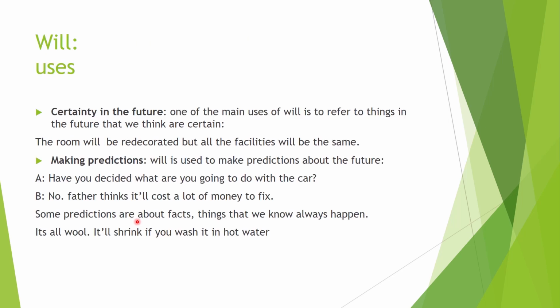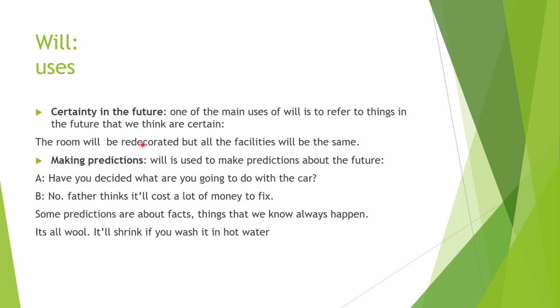Now, coming to will, first we are going to talk about uses. The first usage is certainty in the future. One of the main uses of will is to refer to things in the future that we think are certain. So when we are certain about something, and we talk about that, we use will. Look at the example.